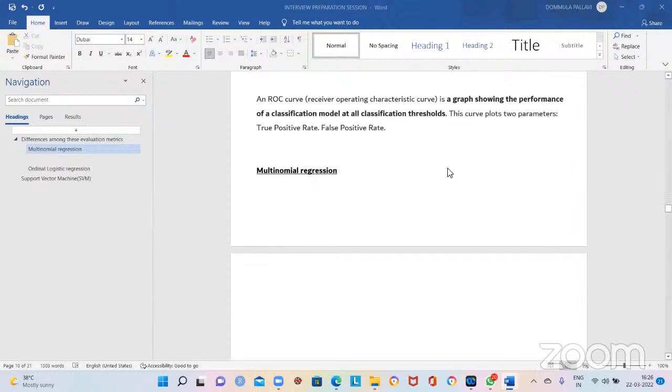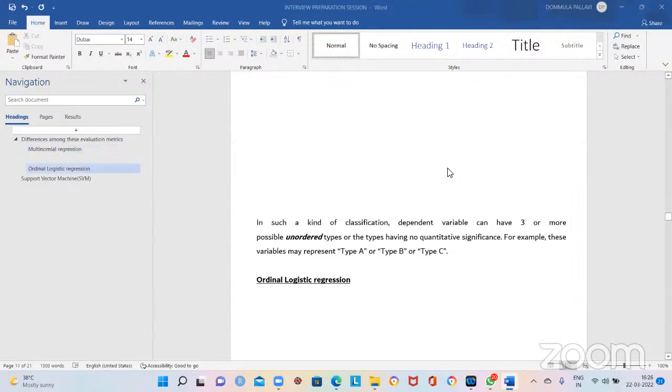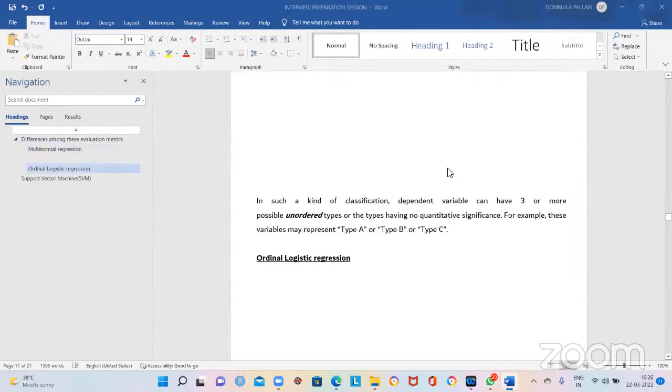Coming to the next one, what is multinomial regression? Coming to the answer, in such a kind of classification, the dependent variable can have three or more possible unordered types, or types having no quantitative significance. For example, these variables may represent type A or type B or type C.